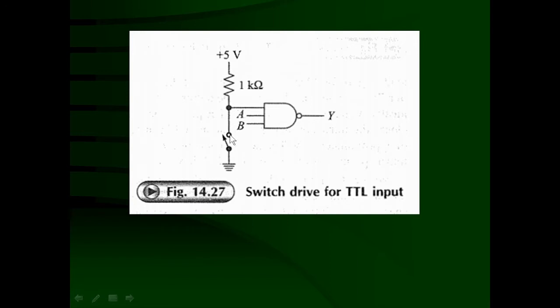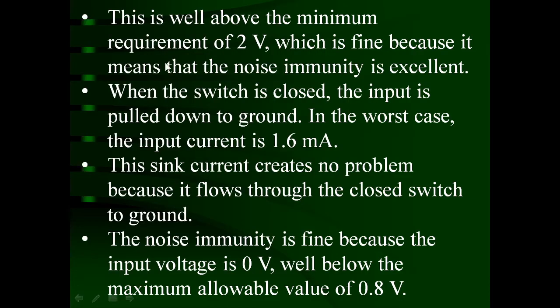Now, in the low state, this can provide a maximum of 1.6 milliampere current, which can pass through the switch. But because the switch can handle up to amperes of current, this can pass easily through the switch to the ground, or sink through the switch to the ground, and there is no problem. Moreover, this voltage is 0 volt only, well below 0.8 volt. That means noise immunity is excellent in the low state as well as in the high state.